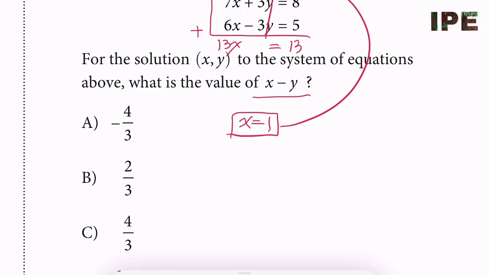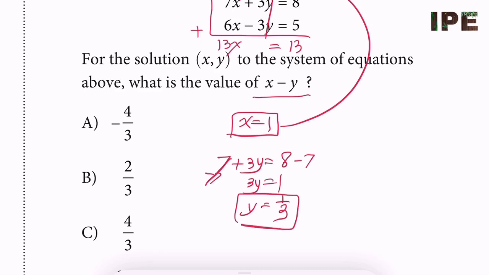7 times 1, that's 7, plus 3y equals 8. Subtract 7, 3y is 1, then y equals 1/3. Our goal is to find x minus y, which is 1 minus 1/3, which is 2/3. So 2/3 is the final answer.